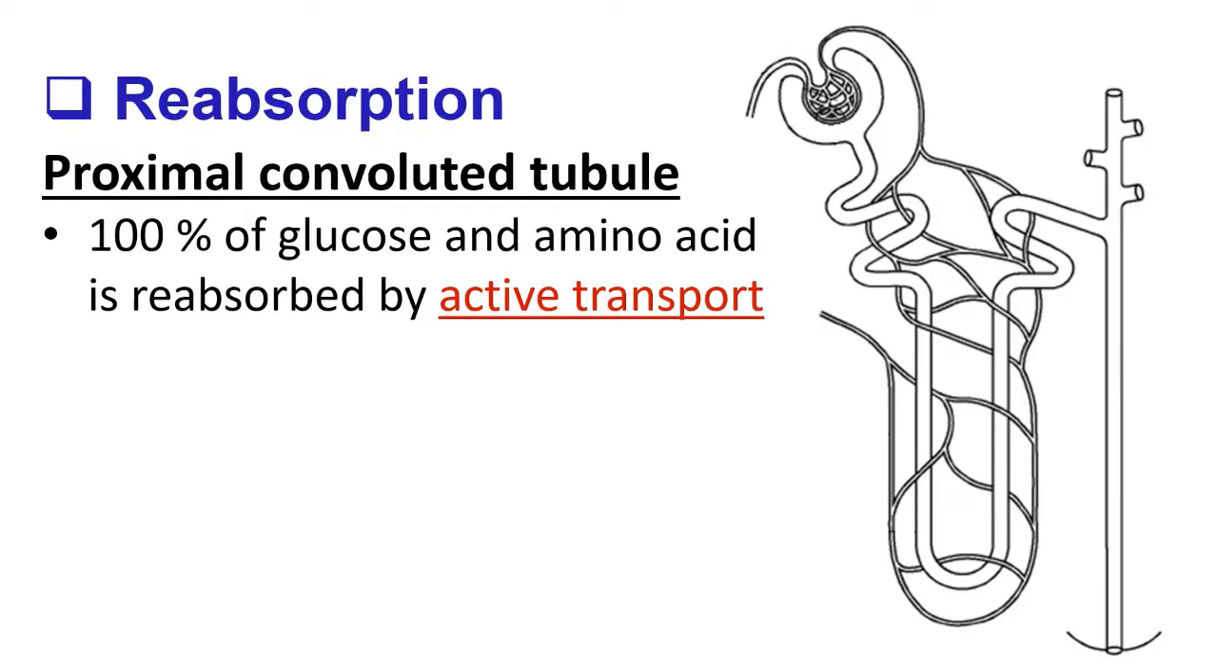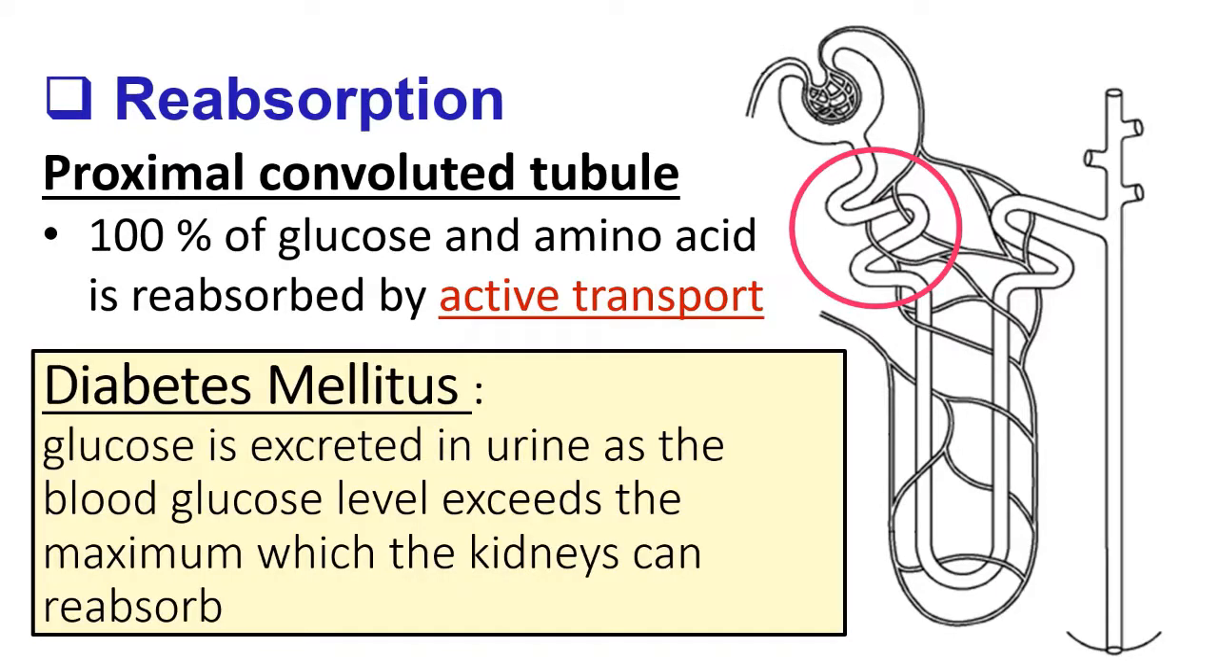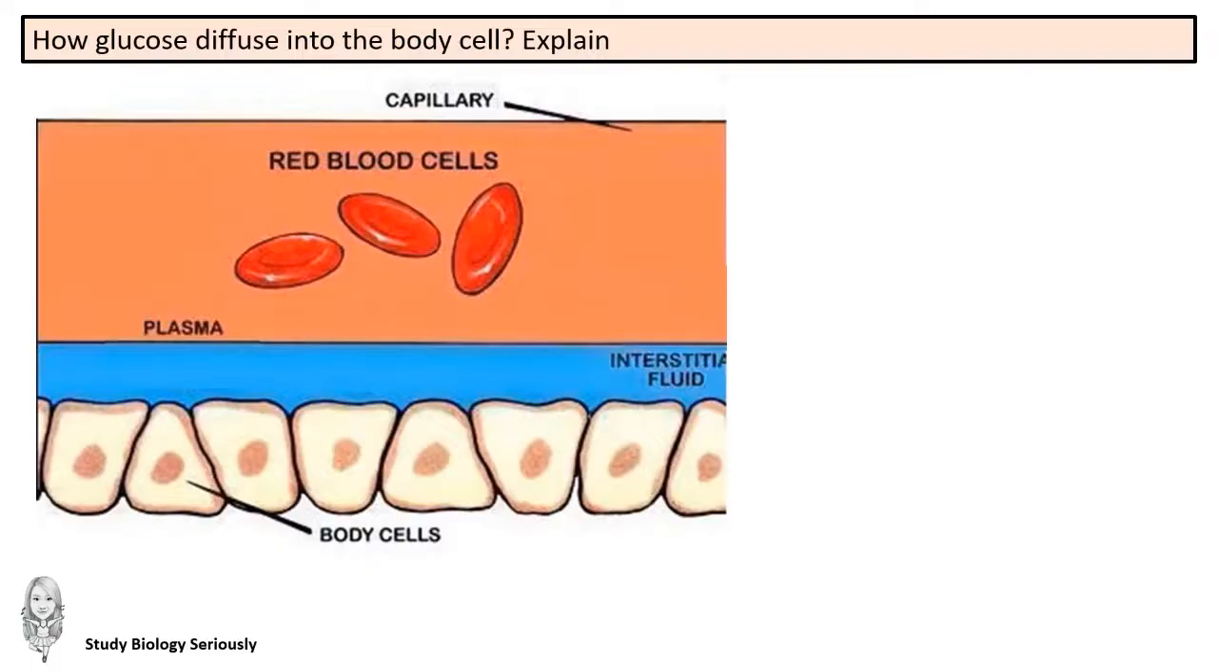For the reabsorption in the proximal convoluted tubule, 100% of glucose and amino acid is reabsorbed by active transport. So, for the diabetes mellitus, why is the glucose excreted in urine? It is because the blood glucose level for the diabetic patient exceeds the maximum which the kidneys can reabsorb.